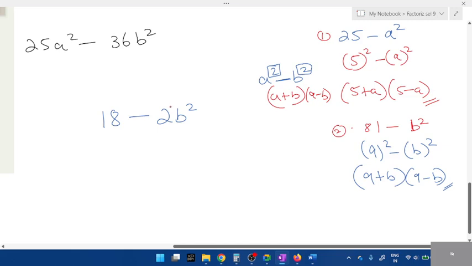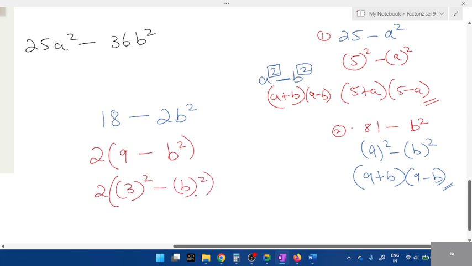You have to check what is common. Look at 2 and 18. What is common to 2 and 18? 2 is common. Divide it. What's the remainder, students? 18 divided by 2 is 9. Very good. Now can we use a square minus b square? 9 can be written as 3 square. So when I'm teaching, don't write, students. Look at the screen. Even if it is easy, don't write. Observe what I do. How do you write this? A plus b is 3 plus b into 3 minus b.